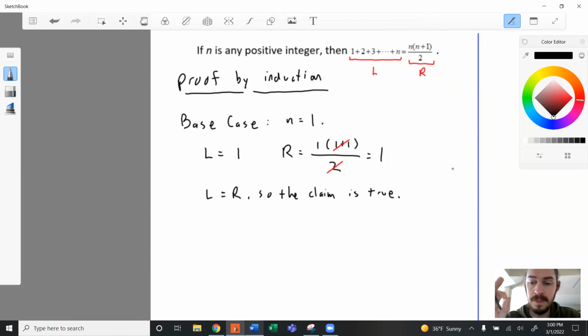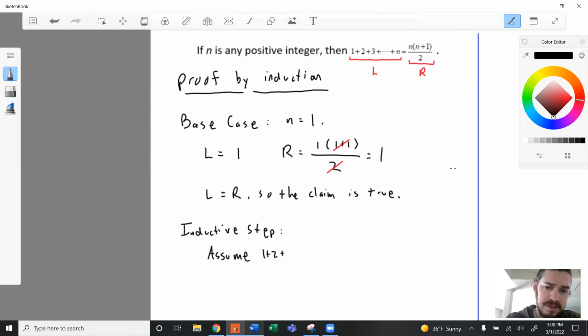A proof by induction has two parts. The next part is called the inductive step. And the inductive step always starts with an assumption. It's going to seem a bit strange, okay? It begins with this. Assume 1 plus 2 plus ... plus n is equal to n times n plus 1 all over 2 for some arbitrary positive integer n.